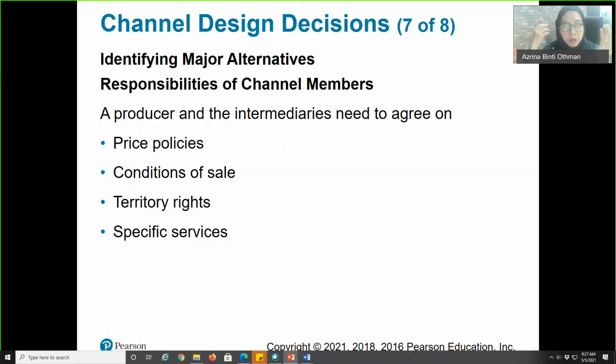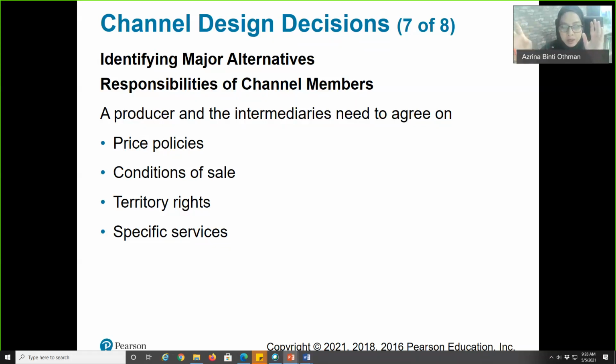Sama ada you are distributor, for example, like you are wholesaler, retailers, agents, you must agree. Agree on what? Agree on the price policy. Harga sekian-sekian, setuju? Setuju. If you want to mark up, you can mark up the price. But we deal. How many percent? Price policy.